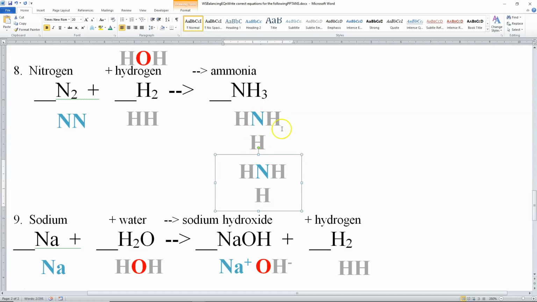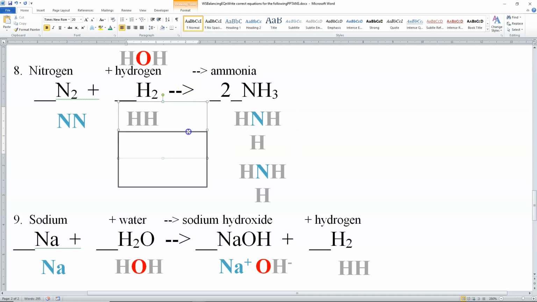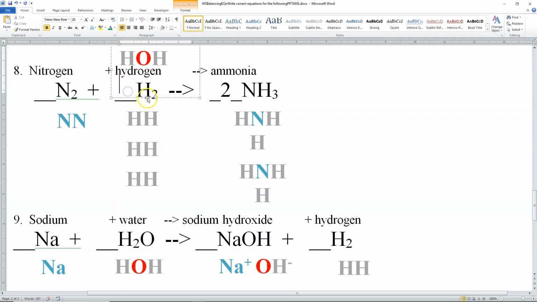We've got 1, 2, 3, 4, 5, 6 hydrogens here. Don't forget to put the 2 in there. And so we need to have the same amount of hydrogen on the left. So if we increase this by 2, there we go. We've now got our balanced equation like so.